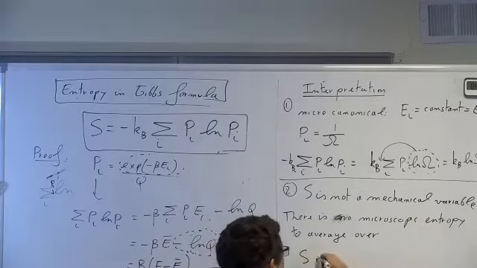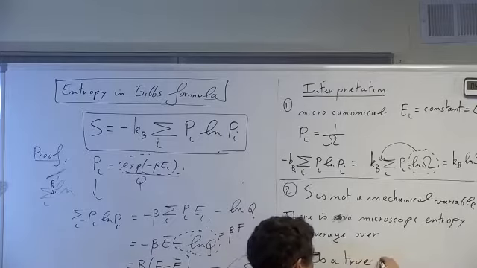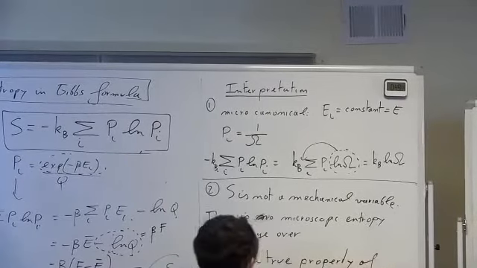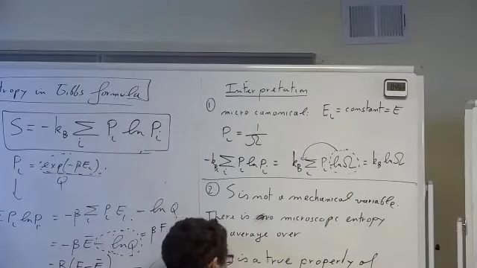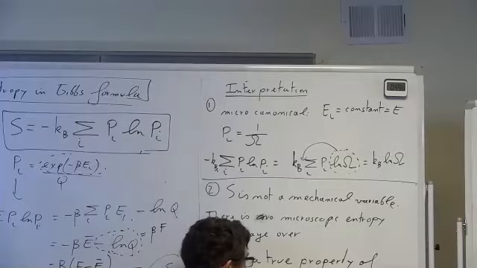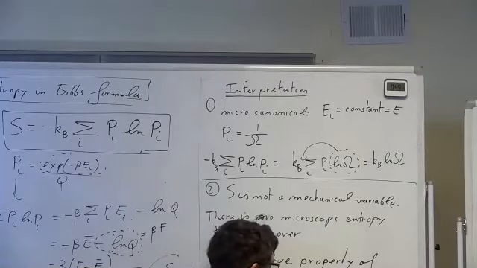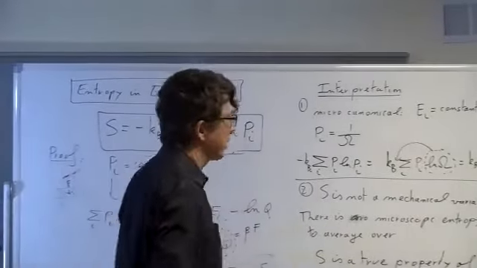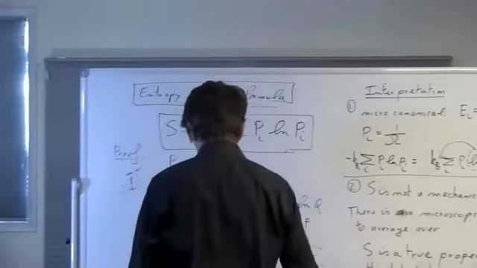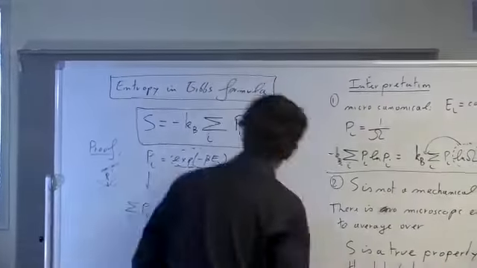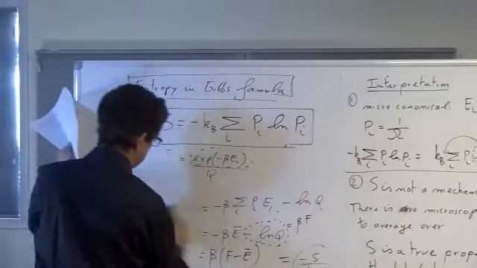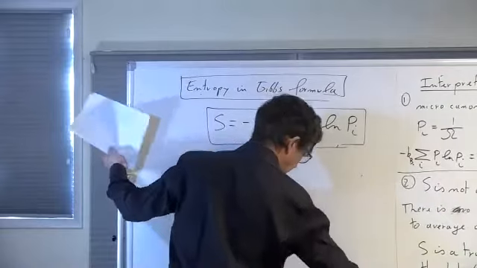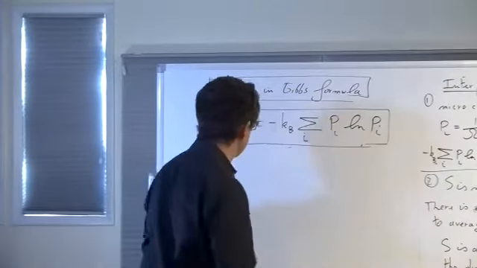But S is a true property of the distribution, of the distribution itself. You understand what I mean, right? Like if I write many of the extensive variables we average, right?